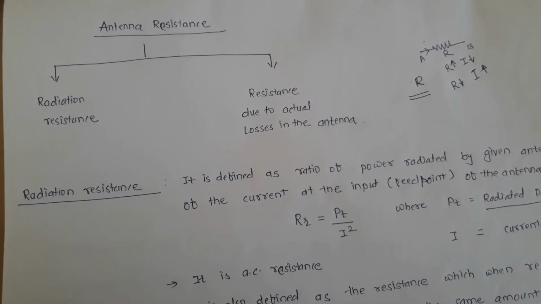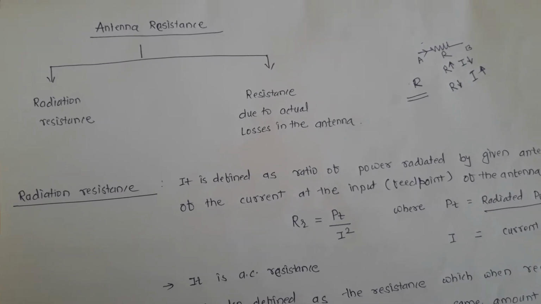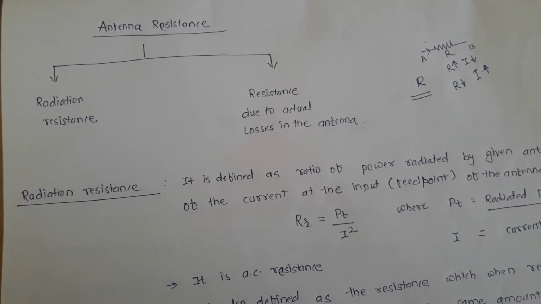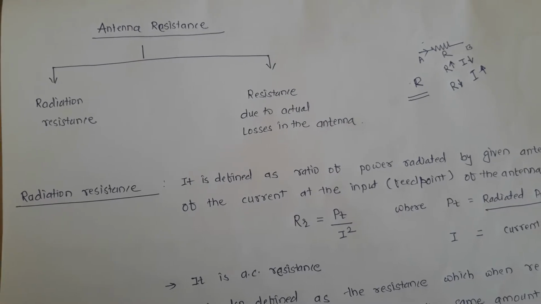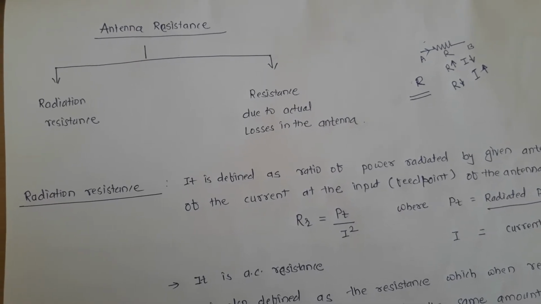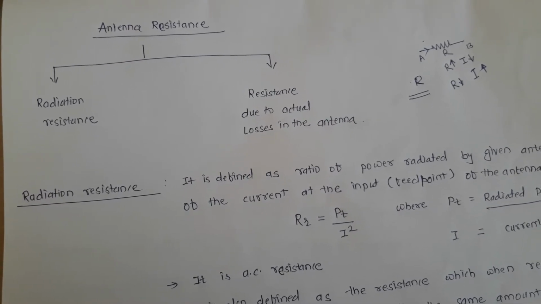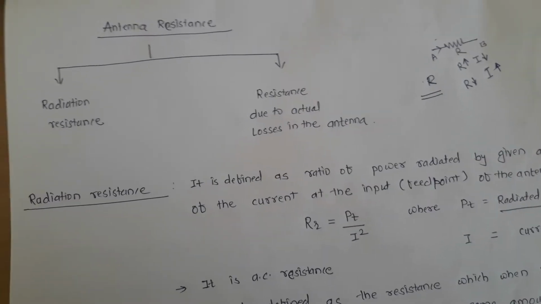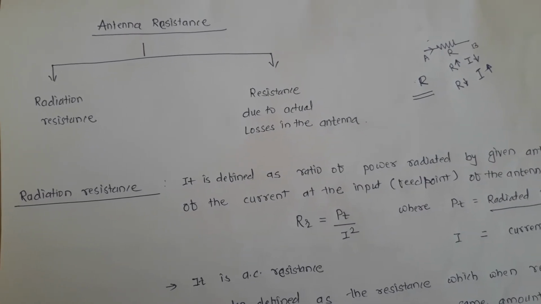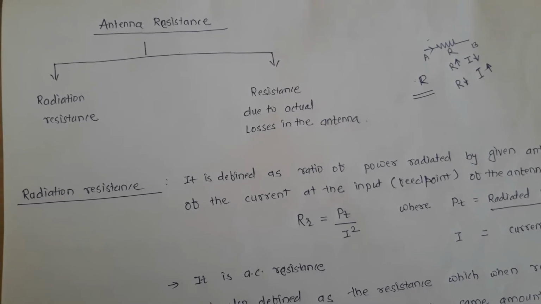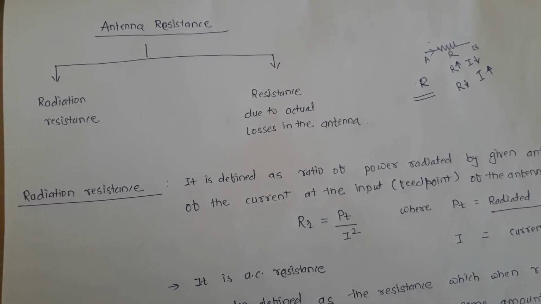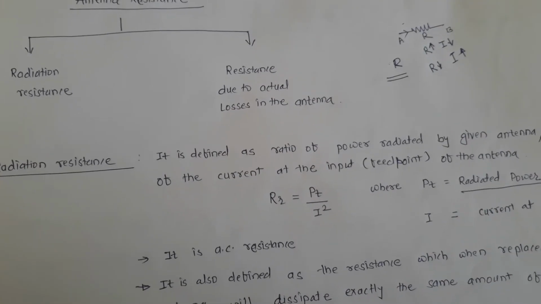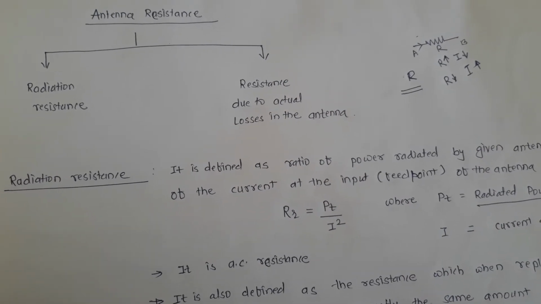Now, while talking about the antenna, the resistance is also important, because through the antenna resistance we can calculate the flow of current as well as the radiations through the antenna. Basically, antenna resistance has two types. The first one is the radiation resistance, and the second one is the resistance due to the actual losses in the antenna. Step by step we will discuss each resistance.